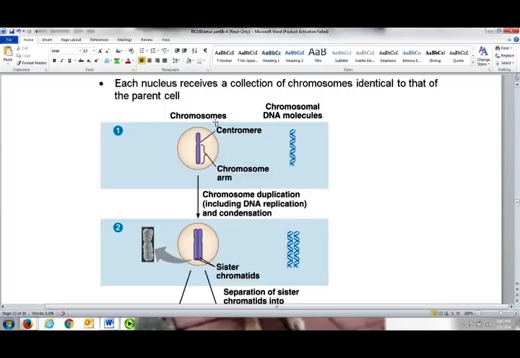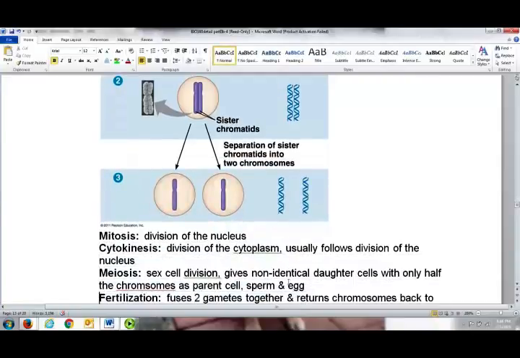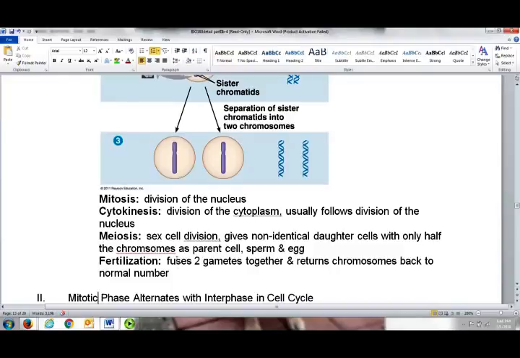So in this diagram here, you can see you start out with your chromosome, the centromere, and then you will have chromosome duplication where you're going to replicate the DNA. It will condense and form a chromosome. And here you have the two sister chromatids. And then they will separate in cell division into two cells as two chromosomes.